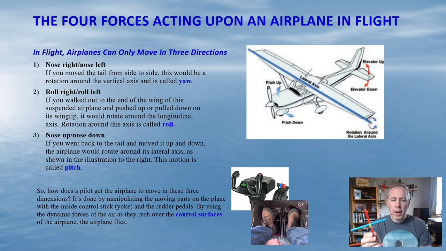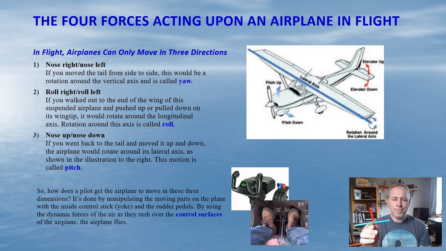If we're going to roll left and right, imagine if you walked out on the wing and you kind of pushed it down like this. All right, you're going to roll left and right. So if you see a plane and it's doing a roll, it's going to change its angle. All right, change its degrees. All right, that's how that would work.